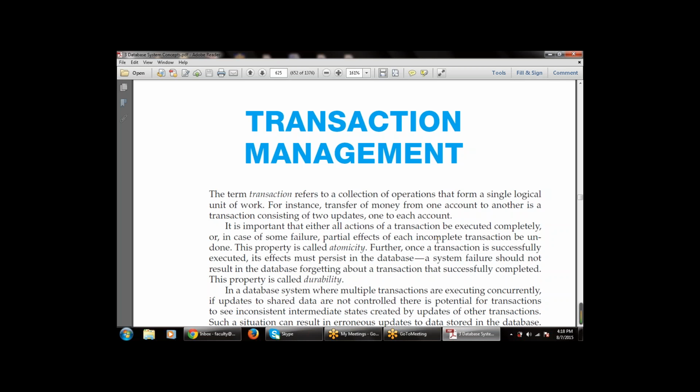A transaction means a collection of operations that performs some logical unit of work. So whenever we perform something that is done in a uniform manner, that is known as a transaction, right?